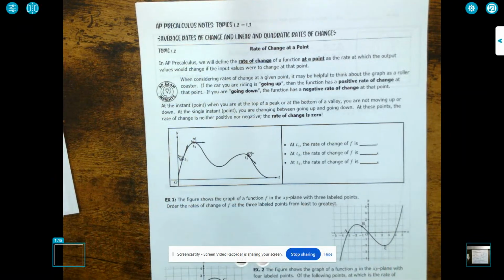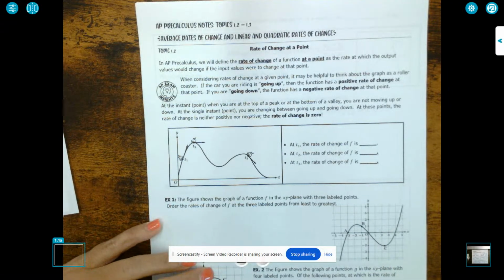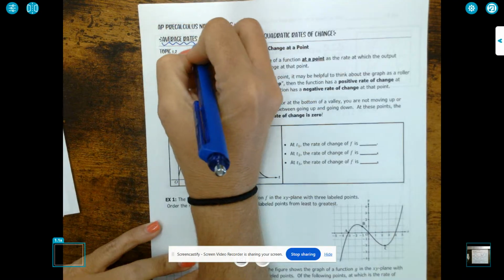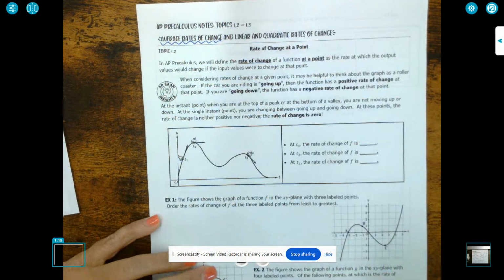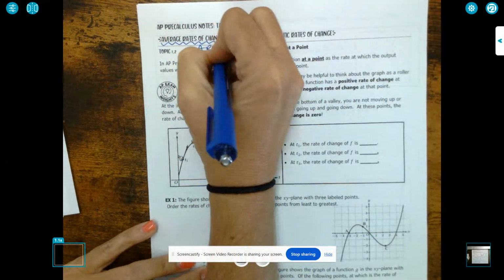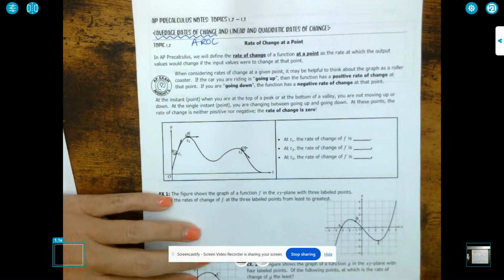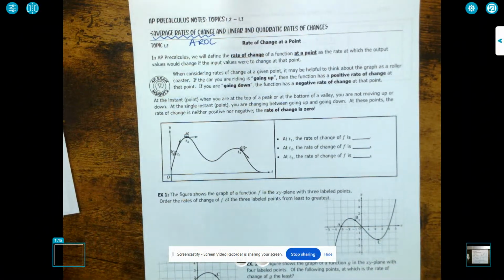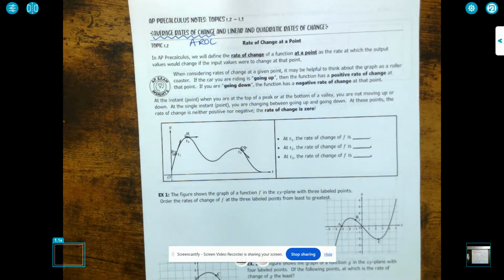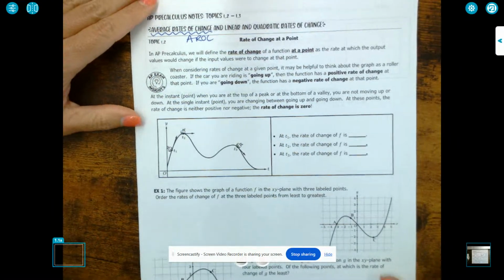Okay, so we're going to talk about average rates of change and linear and quadratic rates of change. So average rate of change is basically what 1.2 is. A lot of times that is abbreviated with AROC. That's how you'll see us write it several times. But rate of change is simply slope. It's something that you have already learned. You've already applied it in several different ways. It is just basically slope.